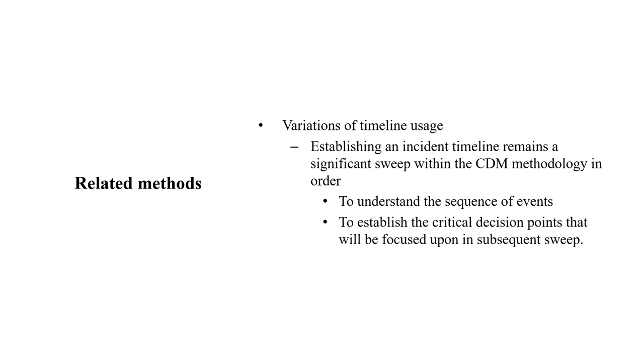First, the one related to timeline uses. What we actually do here is establishing an incident timeline, which remains a significant sweep within the CDM methodology in a specific order. From that order, we try to understand the sequence of events, and we also try to establish the critical decision points that will be focused upon in the subsequent sweeps. This we do in the variation of timeline uses. This variation of timeline uses will give you some more variety.